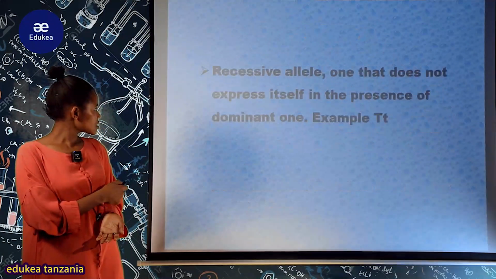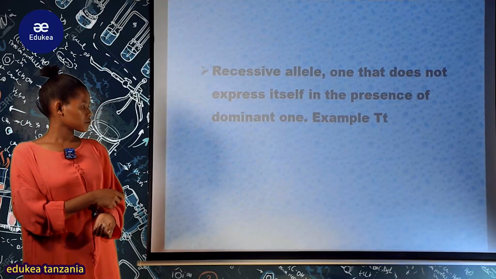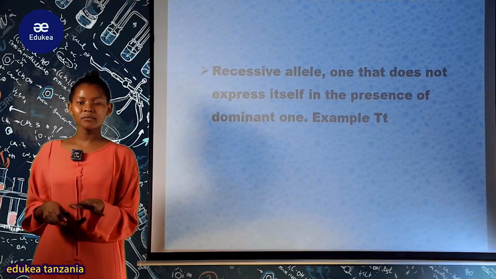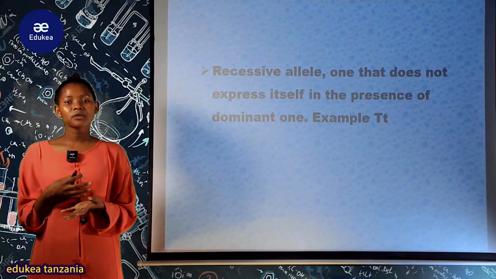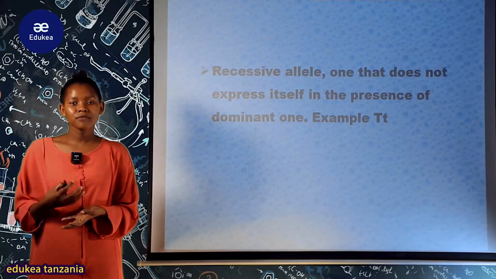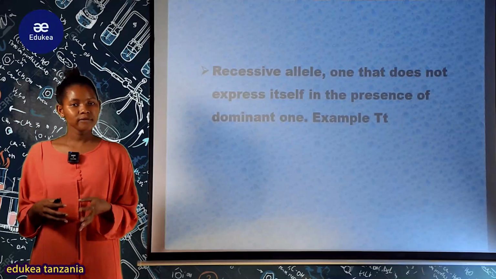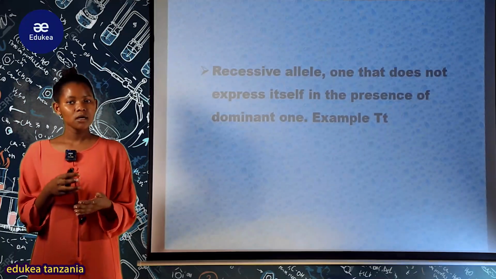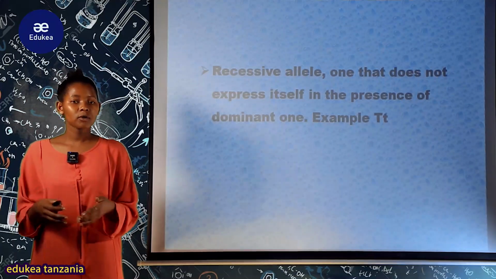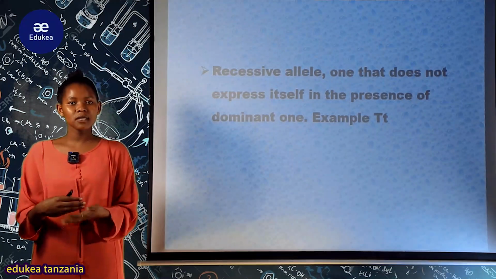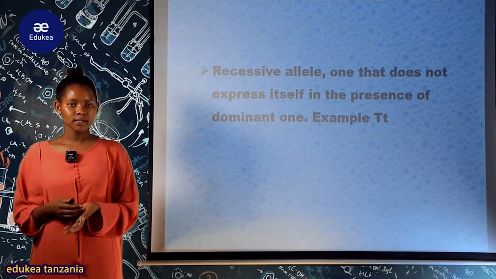Also, when we talk about a recessive allele, it is the one that does not express itself in the presence of the dominant one. So when we have a dominant allele, there is another allele that has been masked and is not expressed phenotypically. That allele we call the recessive allele. For instance, you can see T for tall and t for short. You can find a person who is tall but inside is short because of the effect of dominant and recessive alleles.